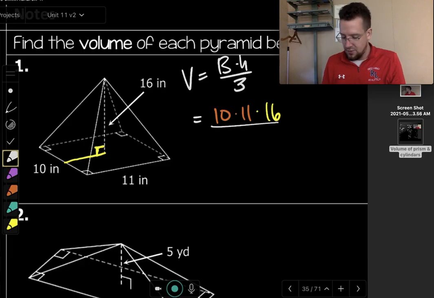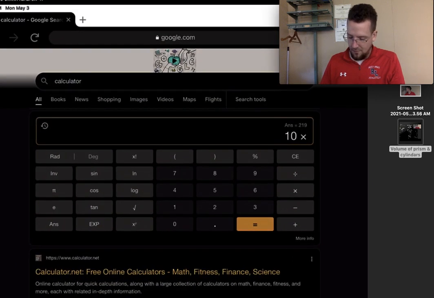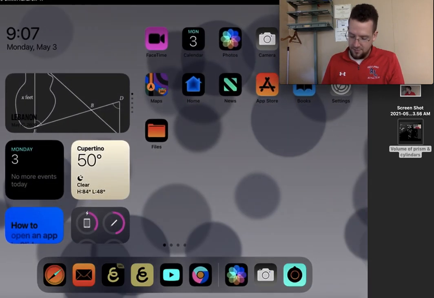And so what do we want to do? Well, we want to take 1/3 of this. So I'm just going to take all these numbers, 10, 11, 16, and divide them by 3. And so I'm going to get 586.67. How about that?